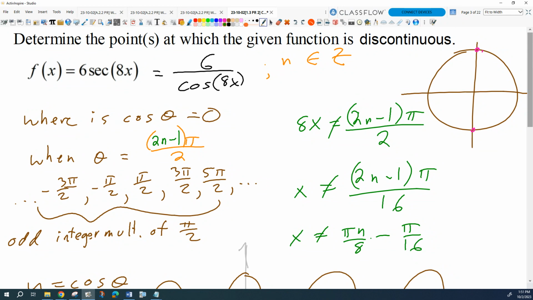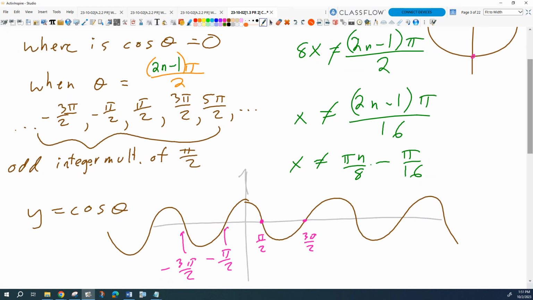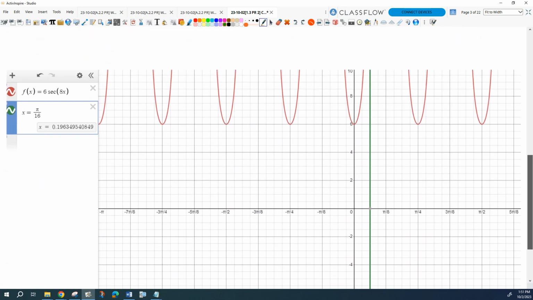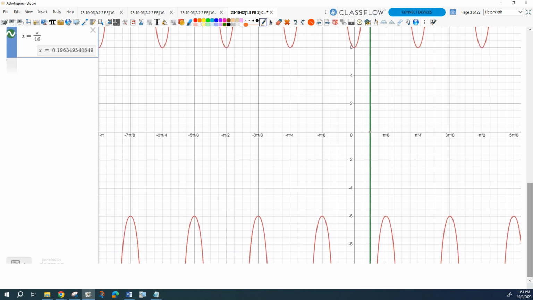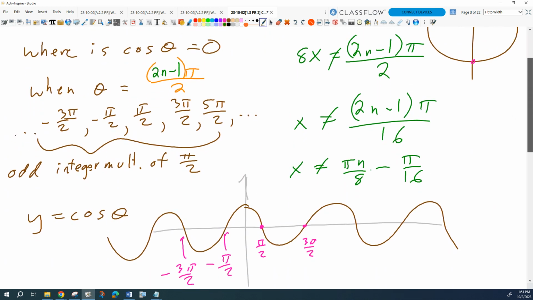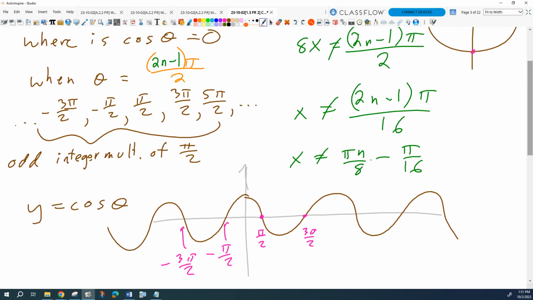What if n is 0? Well, if n is 0, I'm going to get 0 minus pi sixteenths. I get negative pi sixteenths. Sure enough, there's an asymptote at negative pi sixteenths right there. Okay, that makes sense? So we just said an infinite number of asymptotes, and we were accurate. It's that infinite set of asymptotes right there. This says all of them.